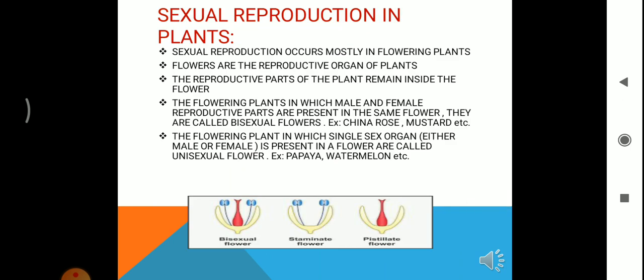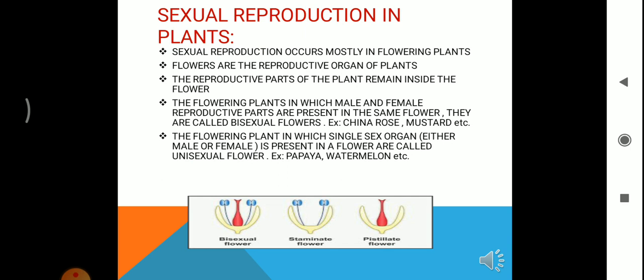So, let's start with sexual reproduction in plants. Students, sexual reproduction occurs mostly in flowering plants. Flowers are the reproductive organ of plants. The reproductive parts of the plant remain inside the flower. And what are these reproductive parts? These are the male and female parts of the flower, which are stamen and carpel.